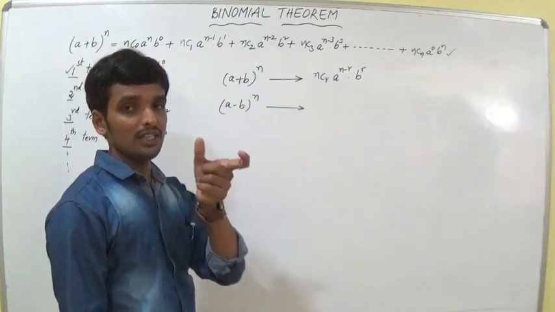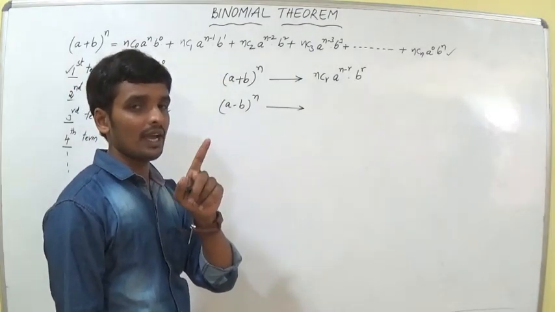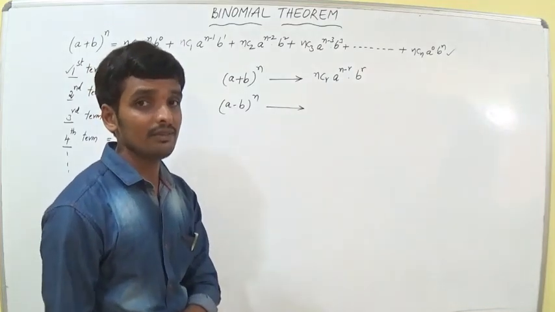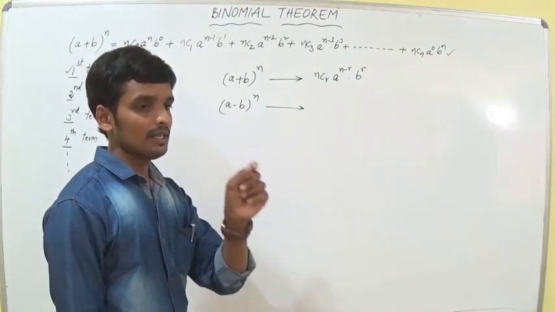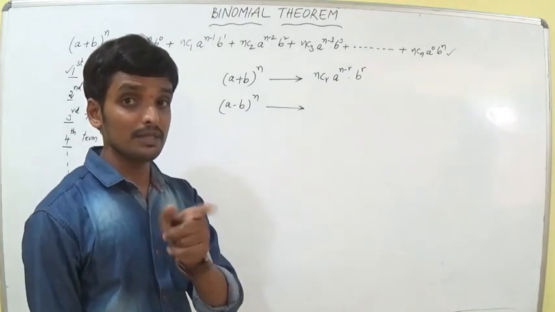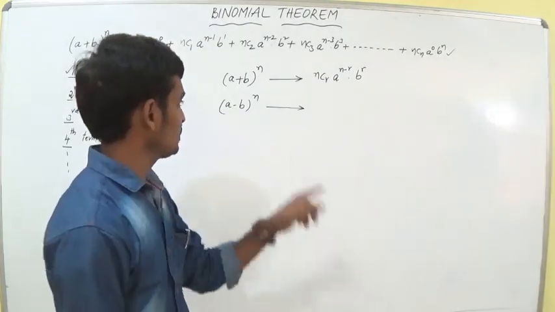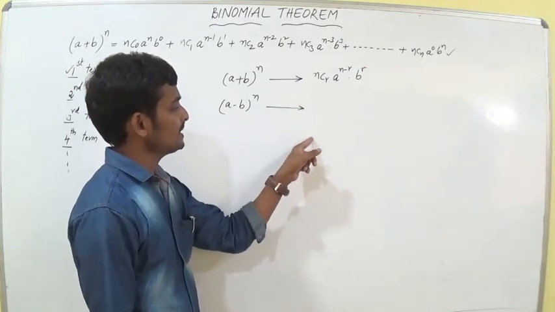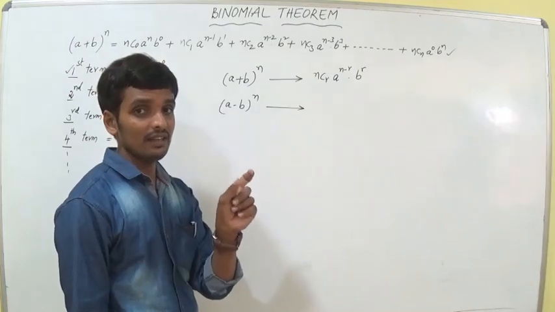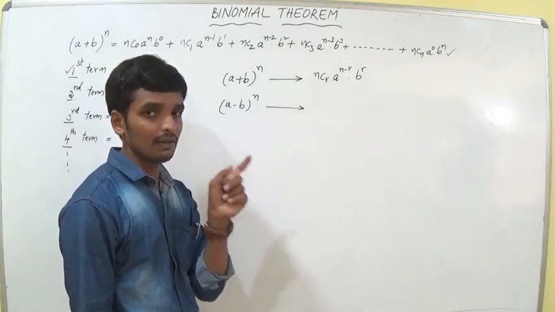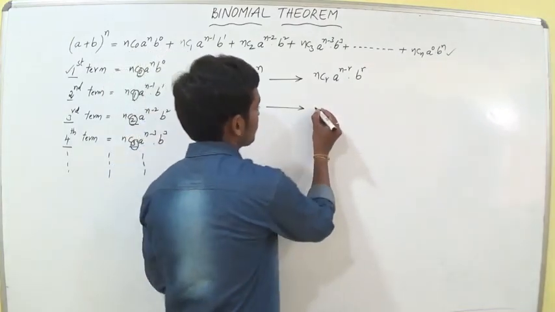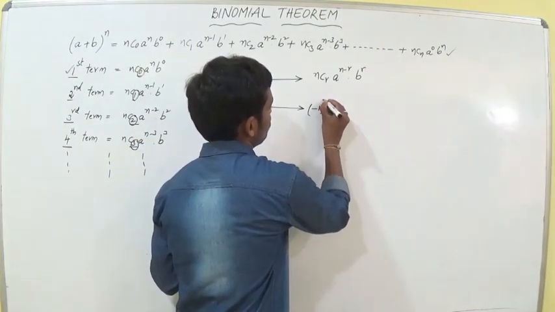If you observe in these two, the odd terms have a plus symbol and the even terms have a negative symbol. For example, the first term nC0 a power n into b to the power 0 is plus; the next term is minus, because here it is minus b. So minus nC1 a power n minus 1 into b power 1. That means the odd number terms have a plus symbol and the even number terms have a negative symbol. So that's why I take common minus 1 whole to the power of r.